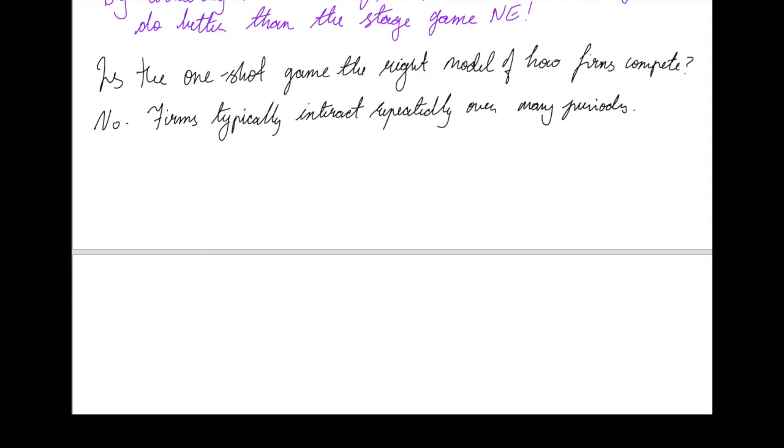They could just use a grim trigger strategy. They could say, okay, we will play the strategy of restricting quantity to a quarter until one of us cheats. As soon as one of us cheats, we'll revert to the stage game Nash equilibrium and produce a third. And we'll do that forever.